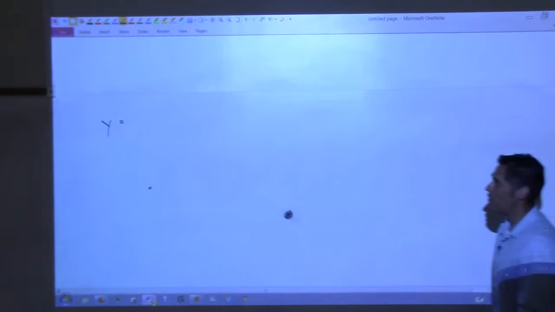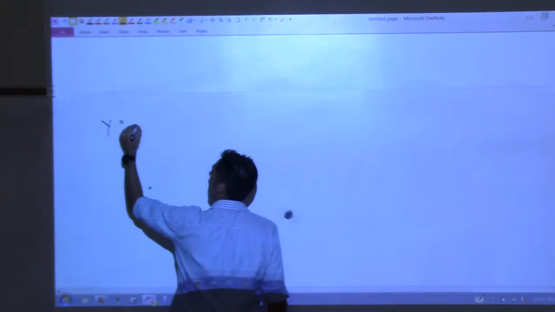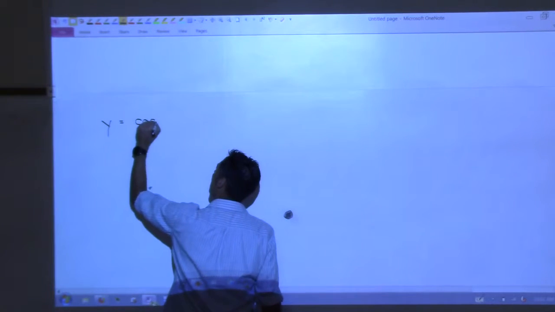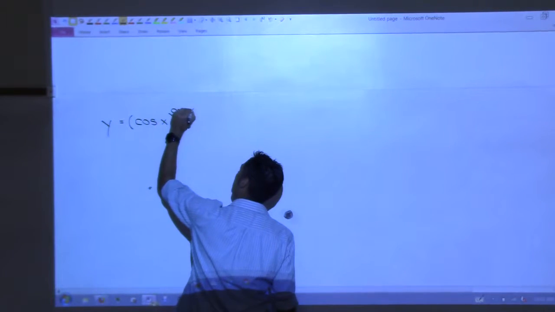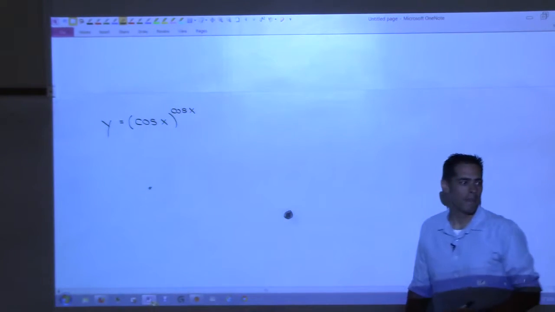I'm curious. So we do have graph, don't we? We do have graph, which means we should have derivatives somewhere. So what is the derivative of cosine of x raised to the cosine of x? And look, in this problem, we have run into something we have never seen before, ever. Probably in all of your life in math, you have never seen this type of function.